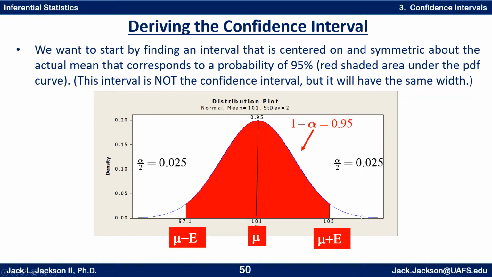Okay, the distance from the mean down to the bottom is the margin of error. So this is mu minus E, and then this is mu plus E, for a total length of the red region to be 2E. That's going to be the width of our confidence interval.